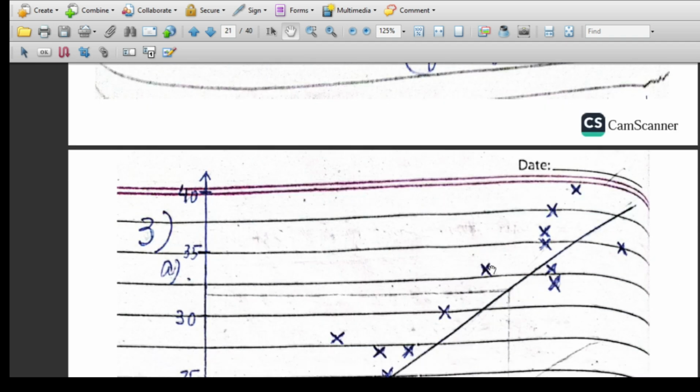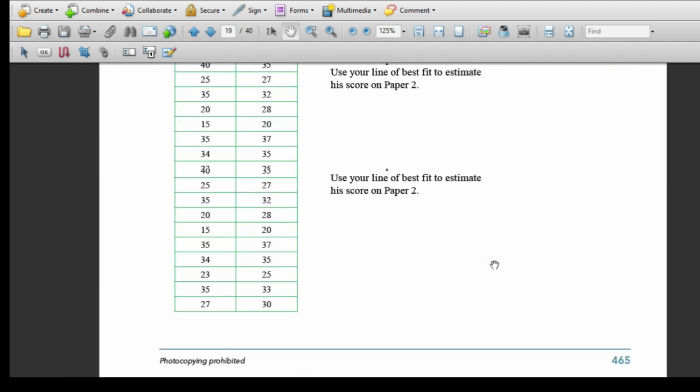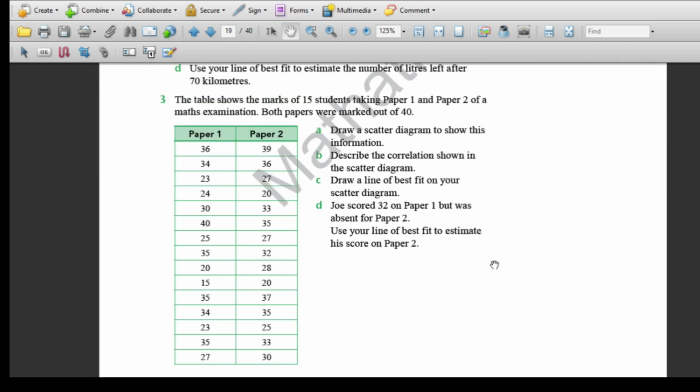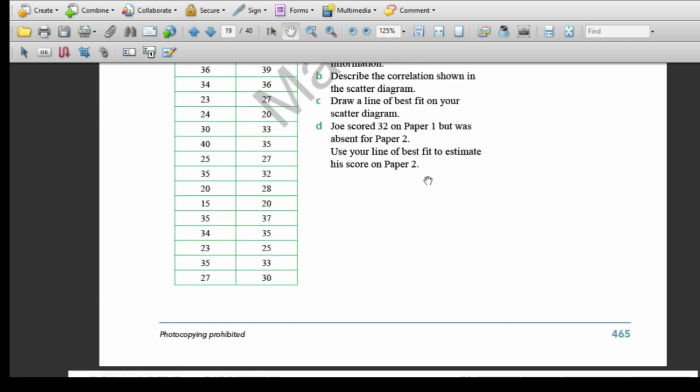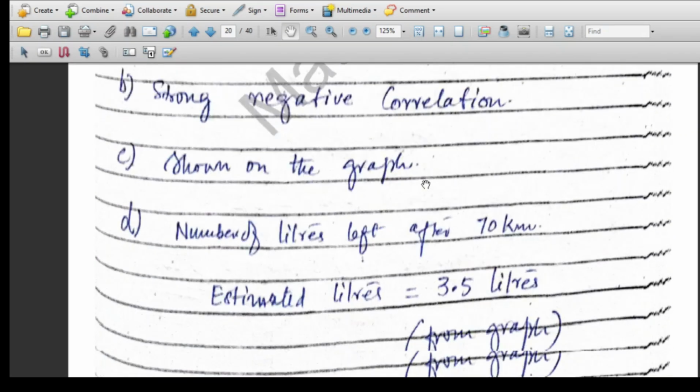Similarly, question number 3: the table shows the marks of 15 students taking paper 1 and paper 2. Both papers were marked out of 40, so the maximum marks for each paper is 40. Draw a scatter diagram to show the information. So we have to draw this information on the scatter diagram.